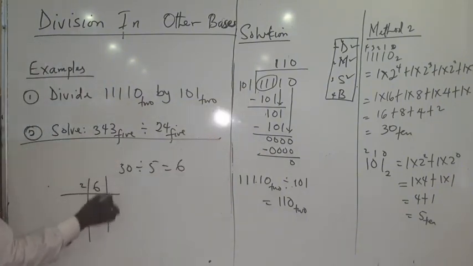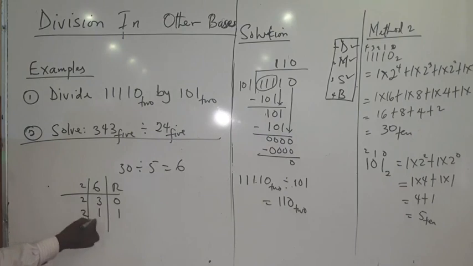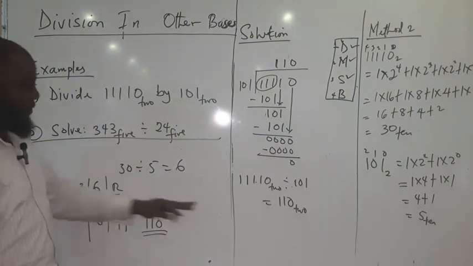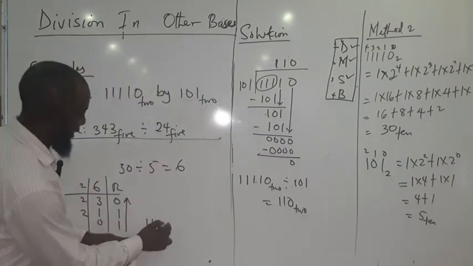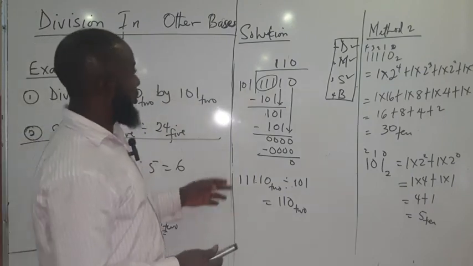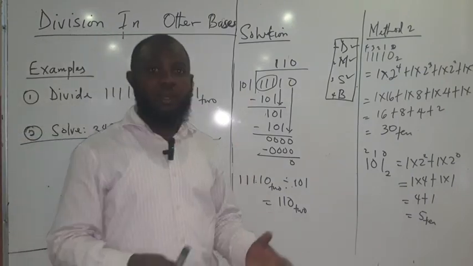We want to convert this remainder. 2 here, 3 remainder 0. 2 here, 1 remainder 1. 2 here, 0 remainder 1. And we have 110. Is it the same thing what we have there? You can see the answer. They are the same. So you are going to decide which method to use when you are writing your exam.